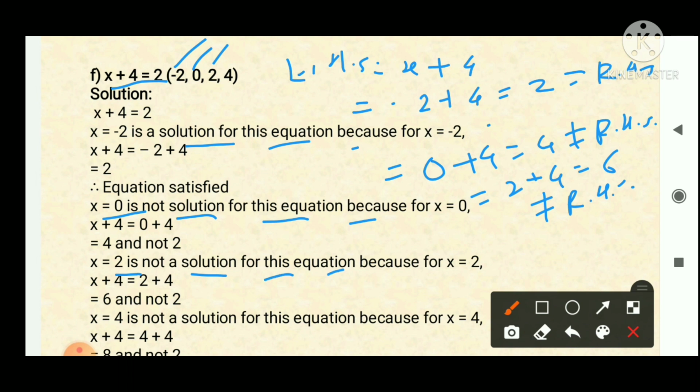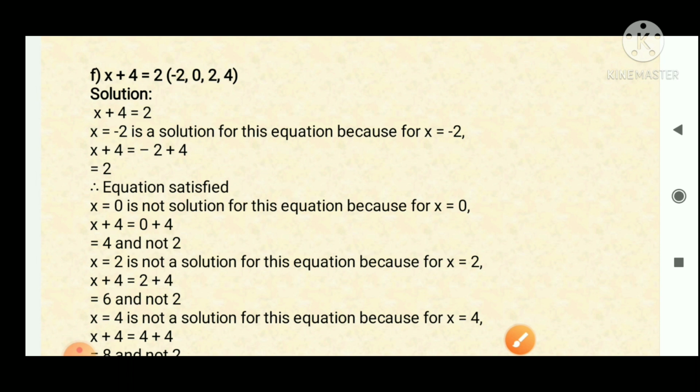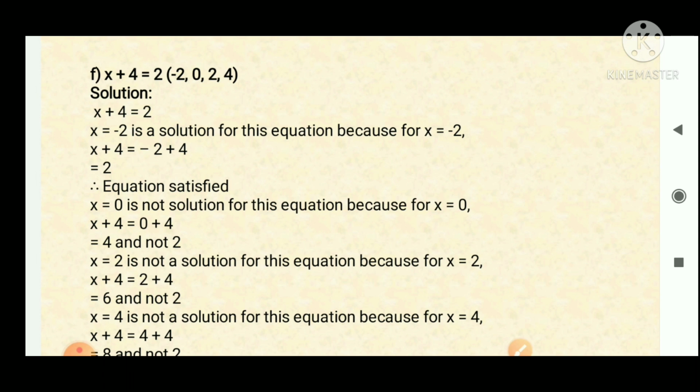Now we'll take the value of variable x equal to 4. 4 plus 4 is equal to 8, which is not equal to the right hand side. So x is equal to 4 is not a solution for this equation because the equation is not satisfied. So among these four, x is equal to minus 2 is a solution for this equation.